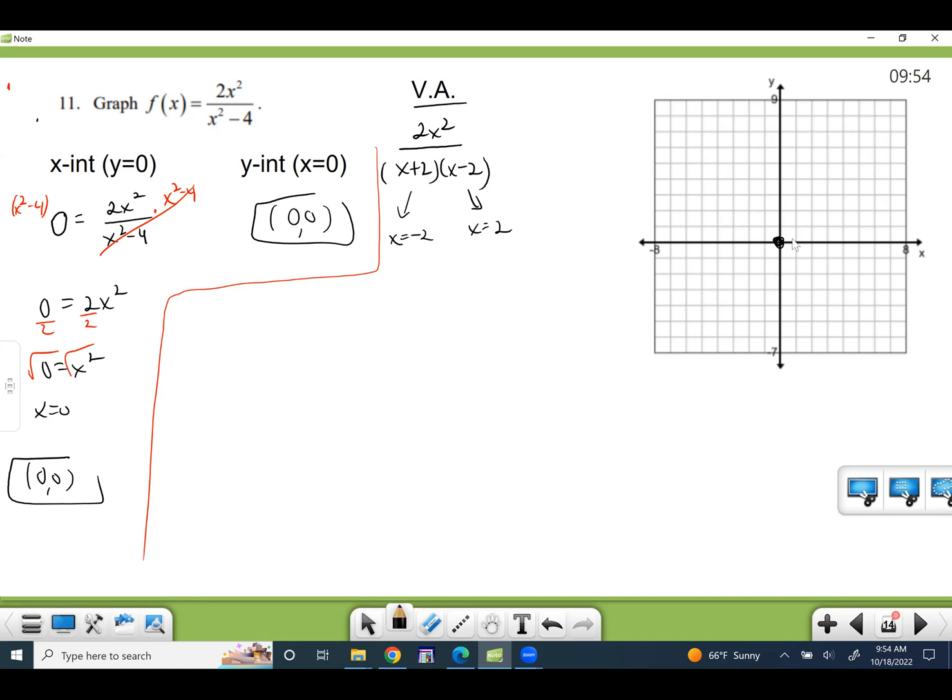And let's see what they're counting by. Are they counting by 2s again? No, 1, 2, 3, 4, 5, 6, 7, 8. They aren't. Okay, great. So 1, 2. Okay, so I'm going to put a vertical asymptote at 2 and at -2. All right.